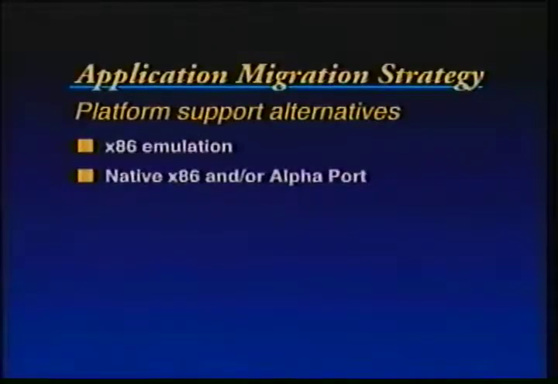Let's just go back to the application migration strategy for a second, because I think this is of a lot of interest to a lot of people. Right now you have two basic alternatives for running existing DOS or Windows 16-bit programs. You can either go through the emulation via the virtual DOS machine, or you can do a port to the native Intel port or a native Alpha port. And let's look at those alternatives.